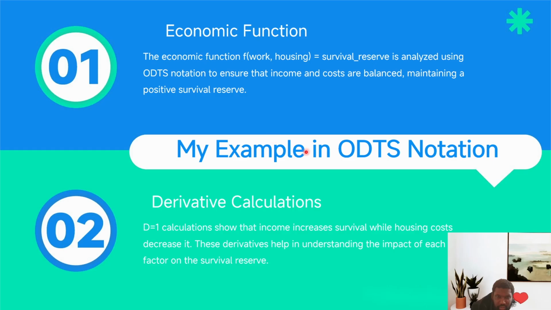In my example, D equals 1 is the increased survival housing cost. The duration will help you understand each factor of a survival reserve. This is D equals 1. So basically, calculation, D equals 1. This is the first derivative.